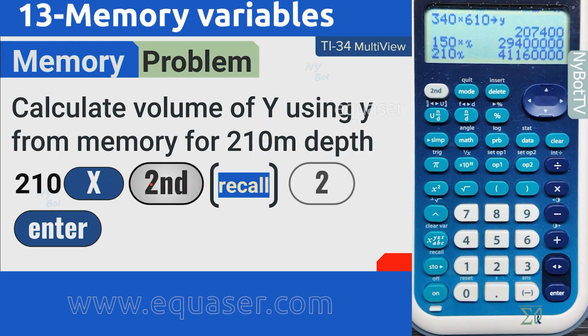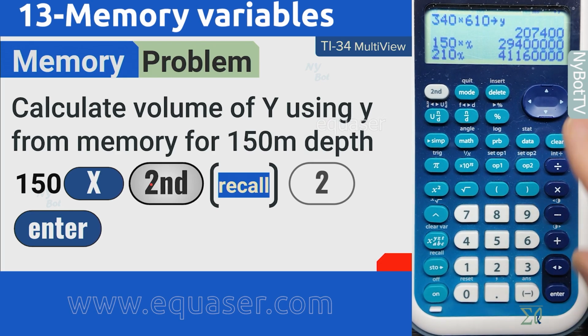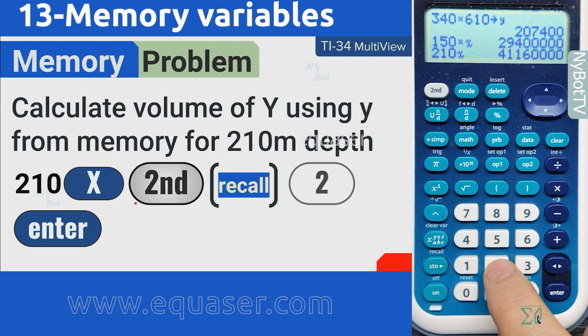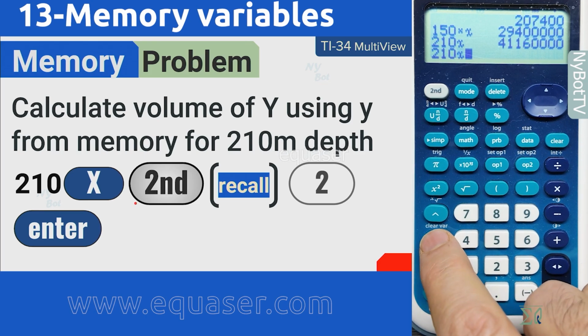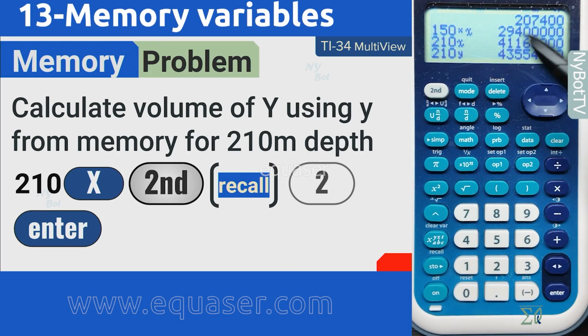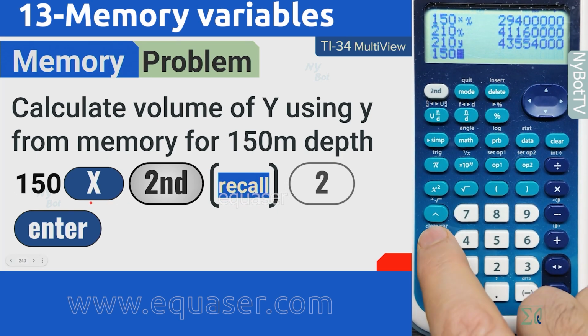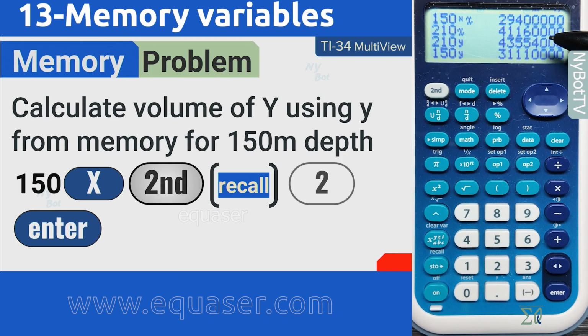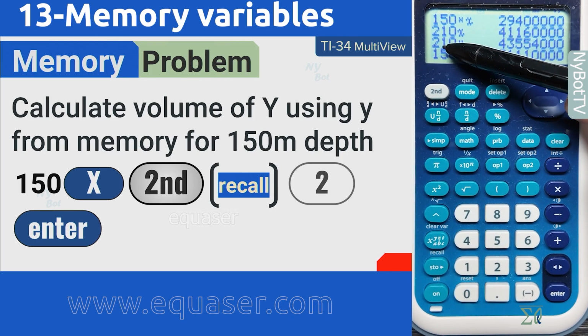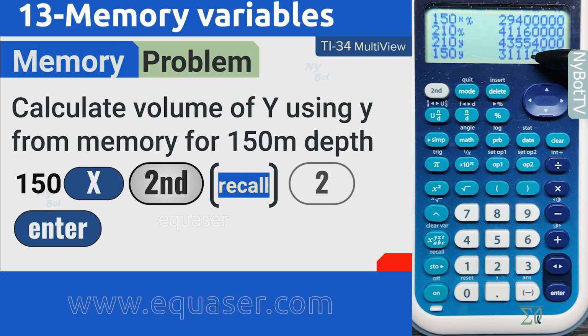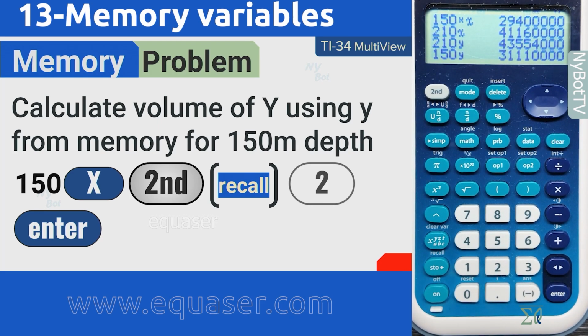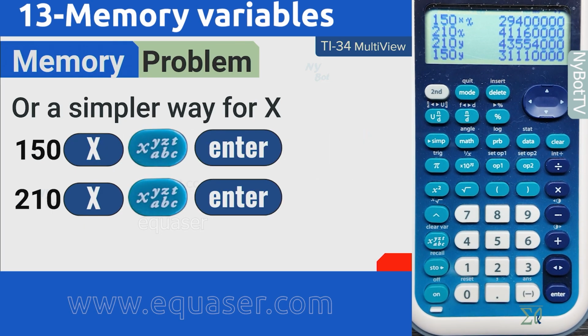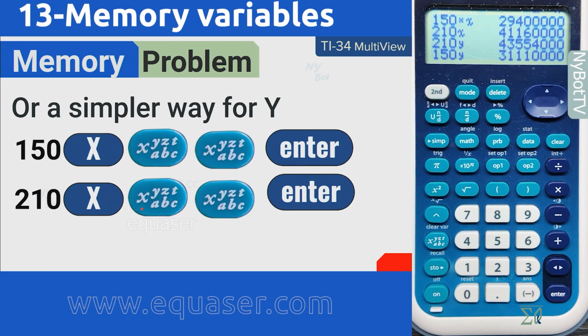Now let's do it for Y. 210 times Y, and then 150 times Y. So we got all the values we wanted for X. For Y, we get 34.5 million cubic meters for 210. And if we go to 150 meters, it will be 31.11 million cubic meters. And as I mentioned, this is a simpler way to do it.